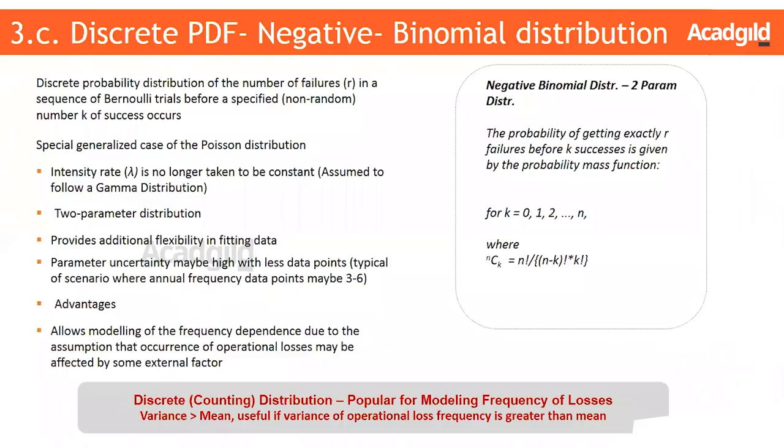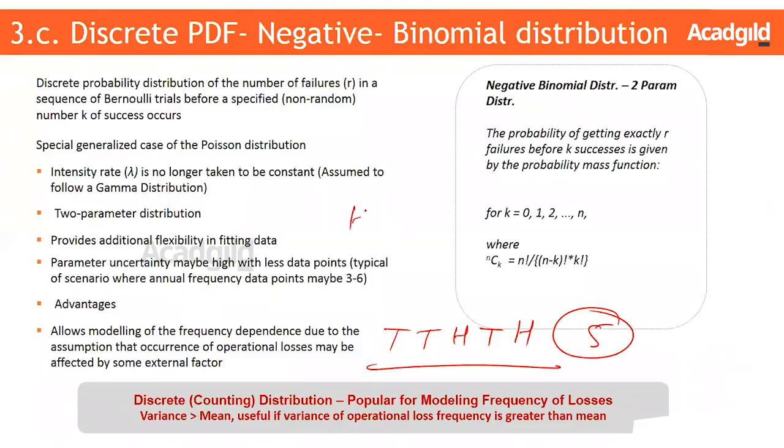Let's make it simple. Suppose I need 2 successes, two heads, to do something. So I try the first time, I get a tail. I try the second time, I get a tail. I try the third time, I get a head. I try the fourth time, I get a tail. I try the fifth time, and now I get a head. So to get two heads, I had to toss the coin five times.